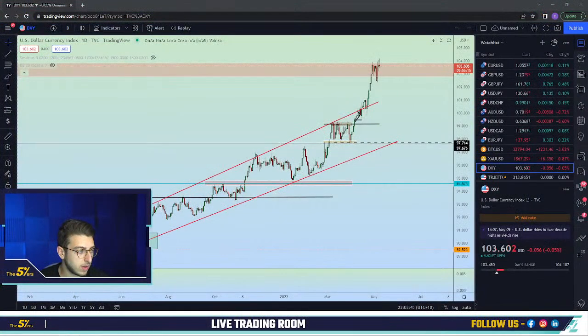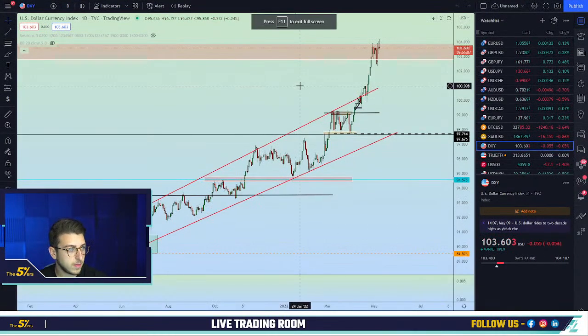So let me show you the chart before. So all the macro environment says that the dollar is going to continue to rise. Technically, I still feel that there might be some interesting opportunities to take advantage of in the dollar, and I will just show you the chart.